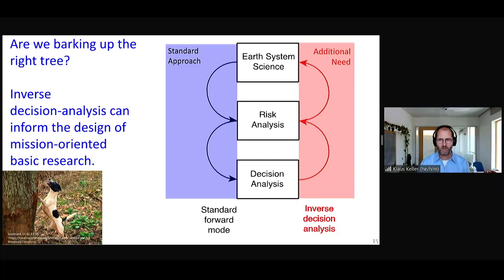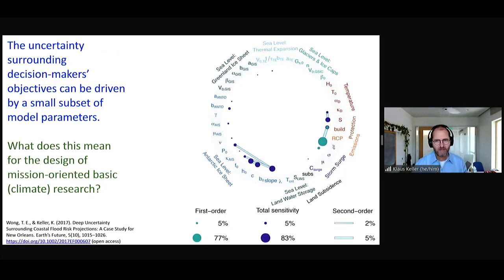And so one approach is to actually do this in an inverse sense, where you start with the decision analysis and then ask the questions, which parameters and uncertainty sources from the earth science component are actually driving the variance in the decision maker objectives. This is illustrated in this figure here, where we look at the question of which factors drive the variance in the flooding probability driven by the next 30 years of building a levee. This is a very specific decision.